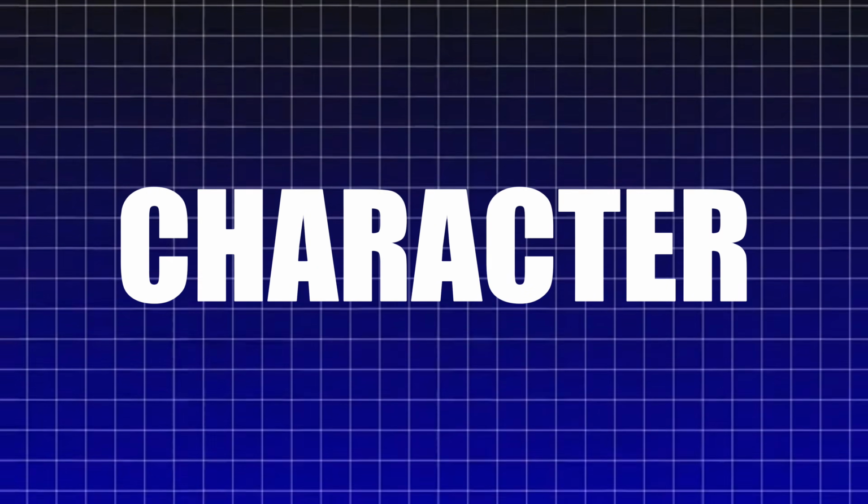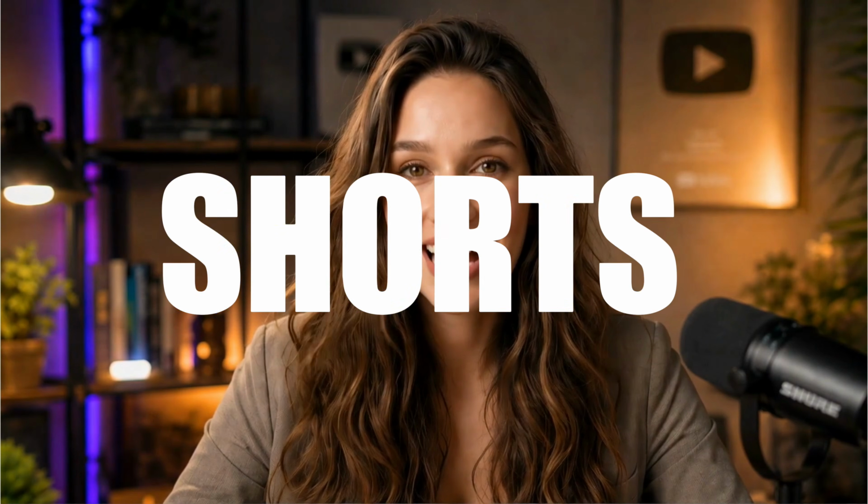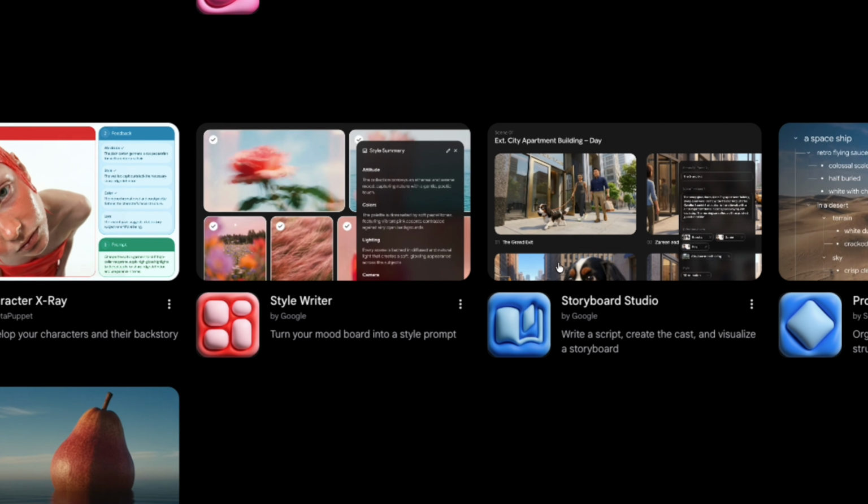One of the trickiest parts of AI filmmaking is moving from an idea to a sequence of scenes that actually feel connected. You've got characters, locations, shots, and dialogue, and somehow all of those pieces need to stay organized while you're building the story out. This is exactly where Storyboard Studio comes in.